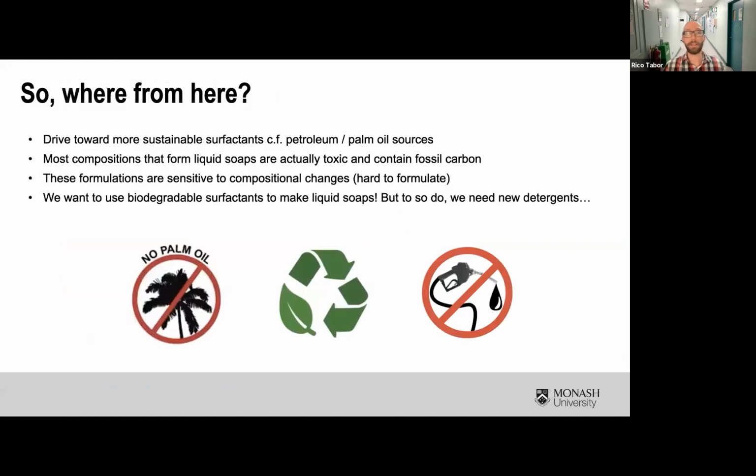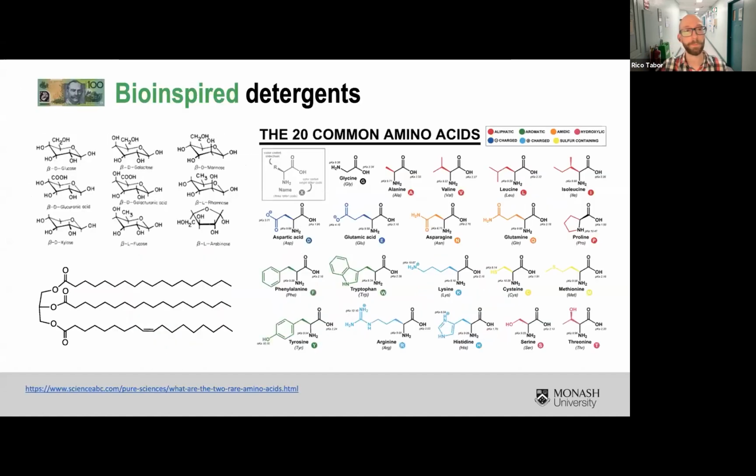And obviously, with all our chemistry, we'd like to do things much more sustainably. So we'd like to not use petroleum products. We'd like to not use unsustainable oil sources. We don't want to use fossil carbons. And we do want to use, ideally, things that can be sustainably or at least manufactured with minimal ecological problems.